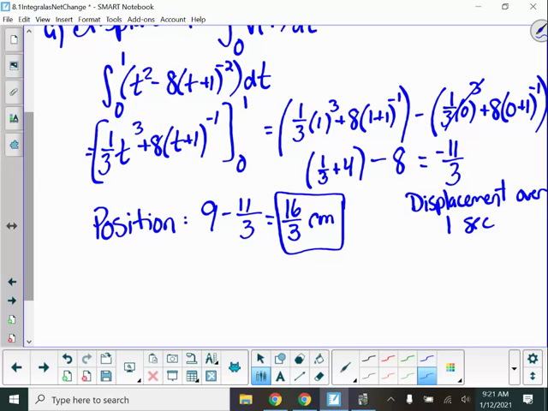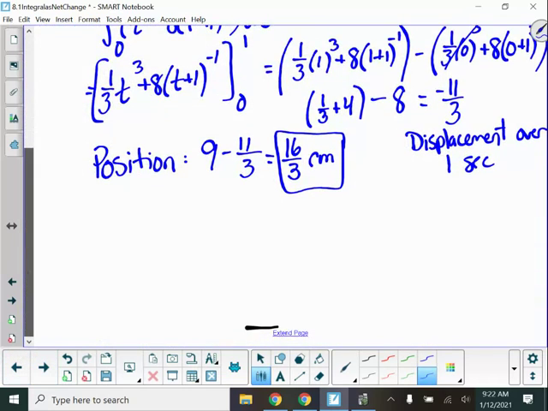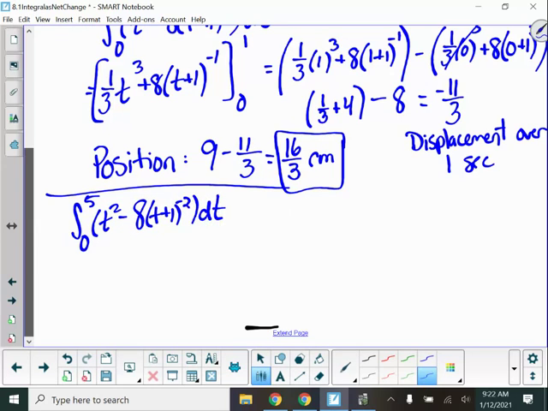For part B, and I believe I'm going to do that on the same page. Yeah, we're going to do that on the same page. We just might need a little bit more space. Part B is going to be the same thing, except now my integral is going from 0 to 5 of the t squared minus 8 times (t plus 1) to the negative 2. I already know what I'm going to get. I'm going to get the 1/3 t to the 3rd plus 8 times (t plus 1) to the negative 1. And then this is evaluated from 0 to 5.